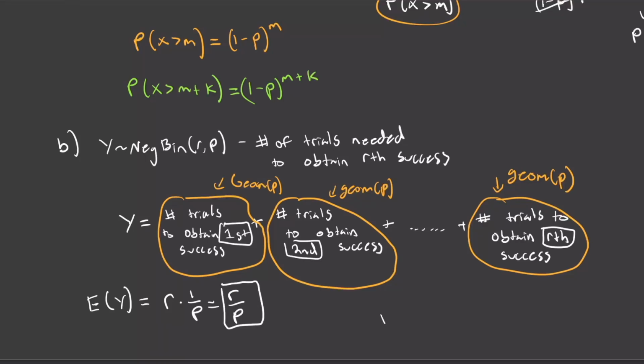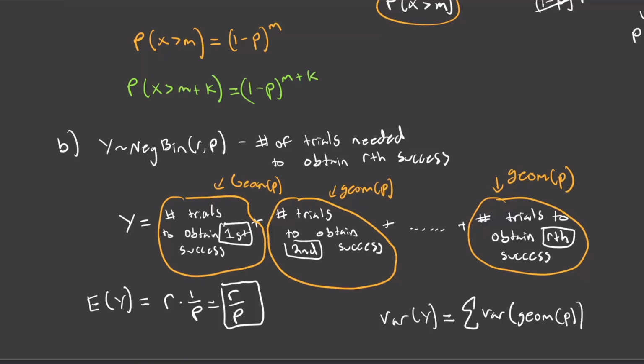Now, the variance of Y we can solve in much the same way. Why? Because everything here is independent. We're dealing with independent Bernoulli trials. So we know that Y is just the sum of the number of trials to obtain the first, second, all the way up to the rth success. So the variance of Y is just going to be the variance of that sum, or the sum of the variances. Because in this case they are independent, we have no covariance terms. So we're just going to have to sum up the variances of a bunch of geometric p variables.